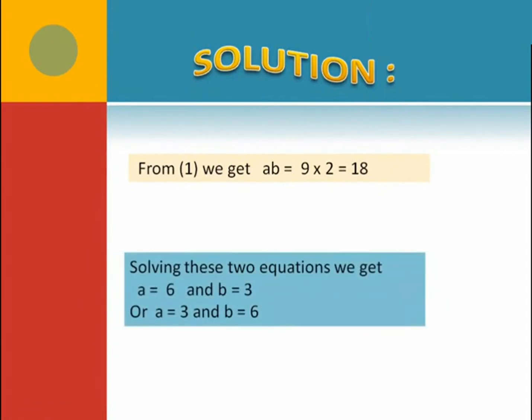When we solve these two equations, we get either a is equal to 6 and b is equal to 3, or a equal to 3 and b equal to 6. Thus we have solved this problem.